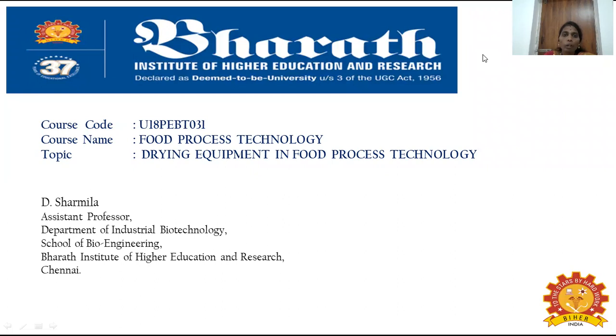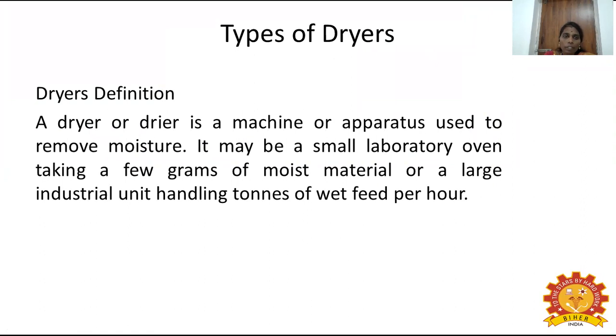Today, I am going to talk about drying equipment in food process technology, in the subject of food process technology. What are dryers? First, I would like to tell you about the definition of dryers. A dryer is a machine or apparatus that is used to remove moisture. It may be a small laboratory oven taking a few grams of moist material or a large industrial unit handling tons of wet feed per hour.